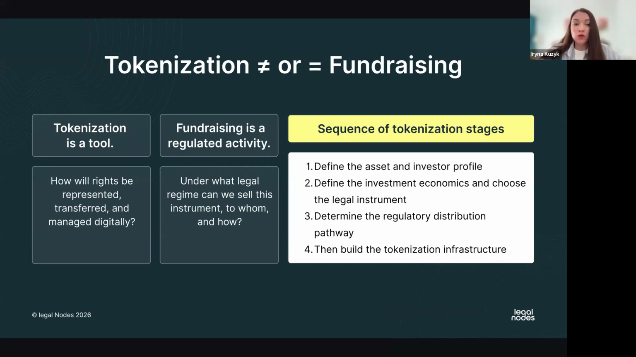The most successful RWA projects understand this early. So basically, tokenization is a tool. Fundraising, again, is a regulated activity. And we don't want to confuse the two, which would create unnecessary risks. So clear legal architecture turns tokenization into institutional grade infrastructure instead of an unlicensed capital raise.